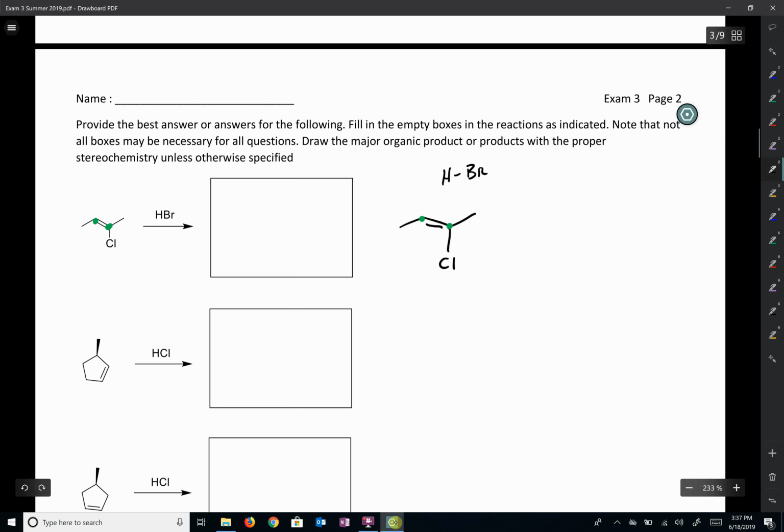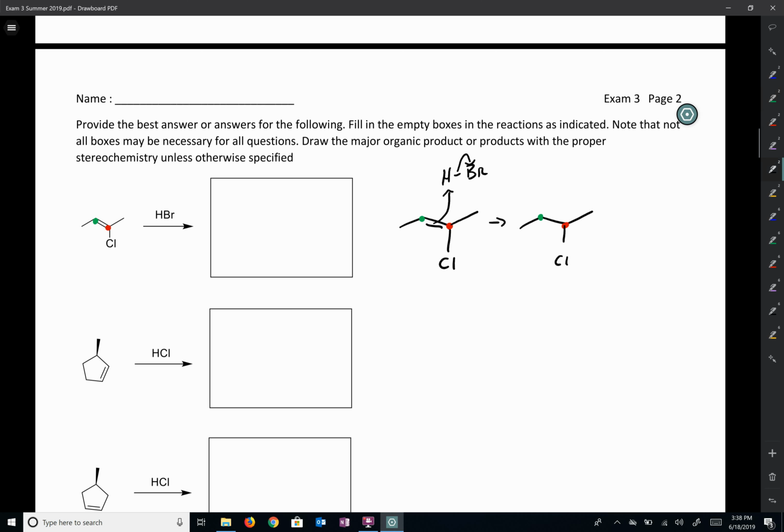HBr. So we do the mechanism. We make a bond, we break a bond. Acids act like acids. And so we're given, you know what, let me go back and just change colors on my carbons there. Okay. So as we've learned all semester long, you're always given two choices.